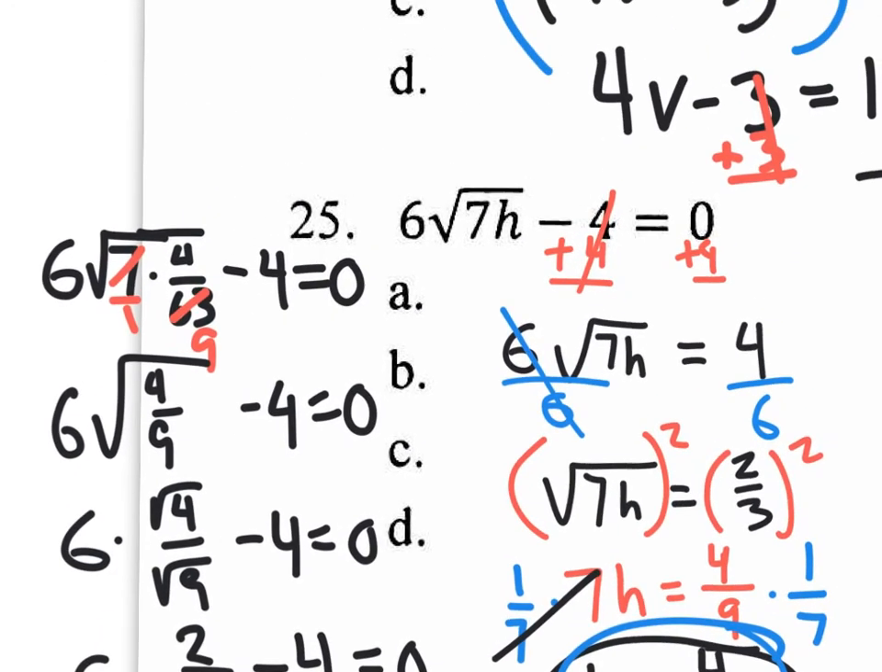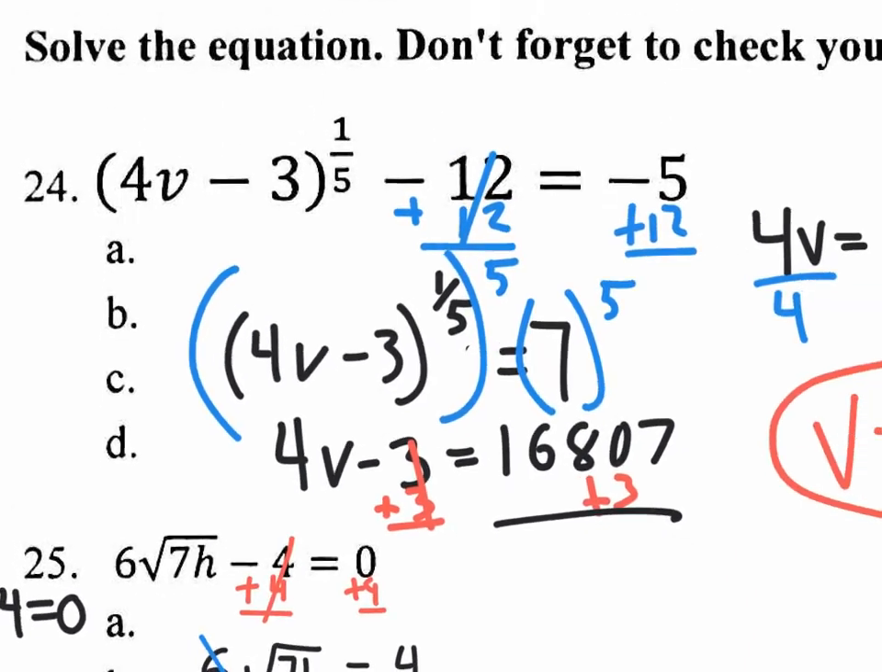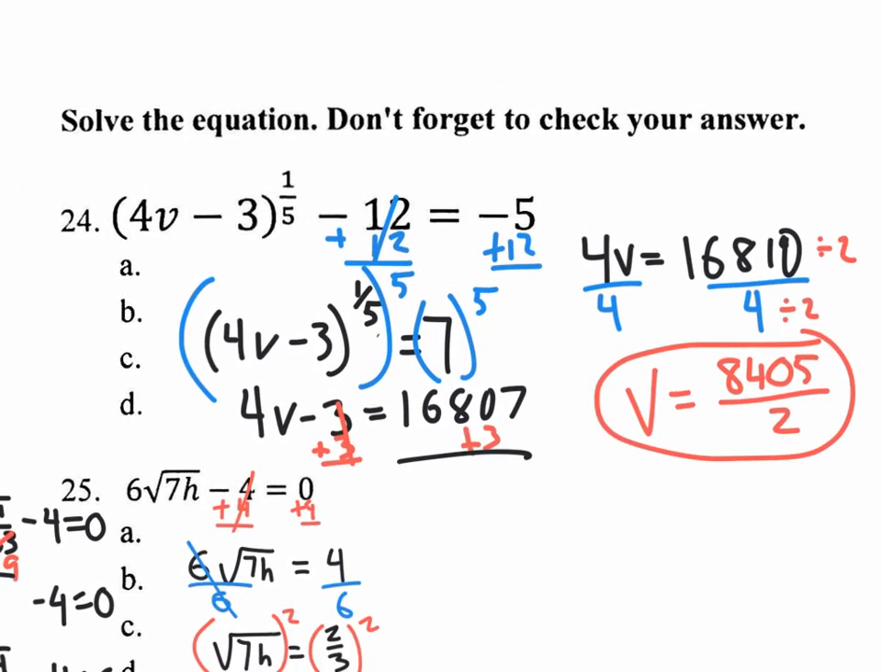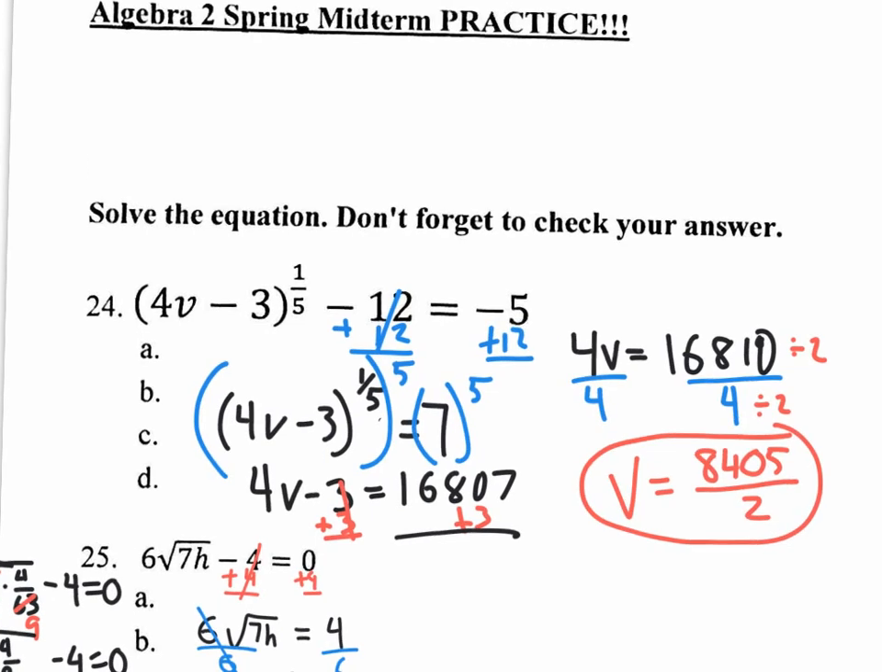Now let's go back up to the top, because even though we got a nice answer, well, it wasn't nice, it was ugly, but you're supposed to check it because you might end up with an extraneous solution. So when you plug in this disgusting fraction into the v, will it work out? I don't know, let's check it out. Let's rewrite everything. Instead of 4 times v, we're going to put 4 times 8,405 over 2.